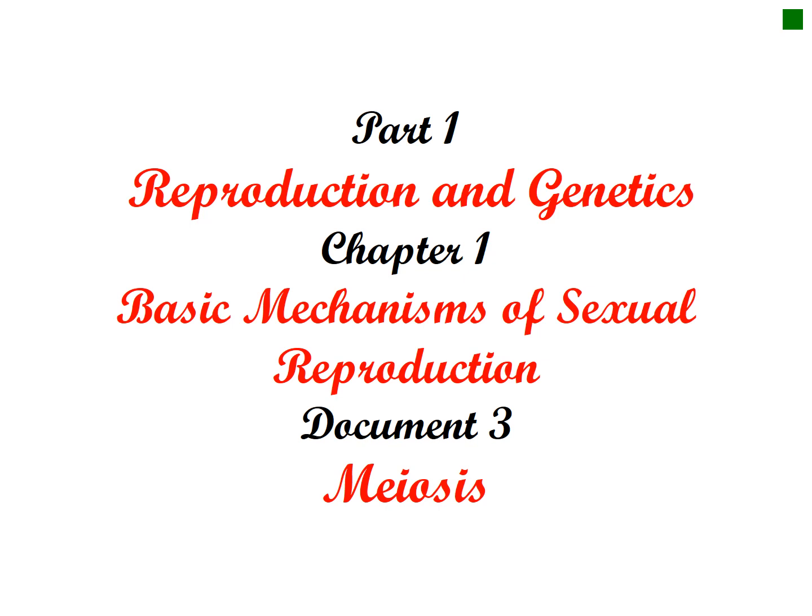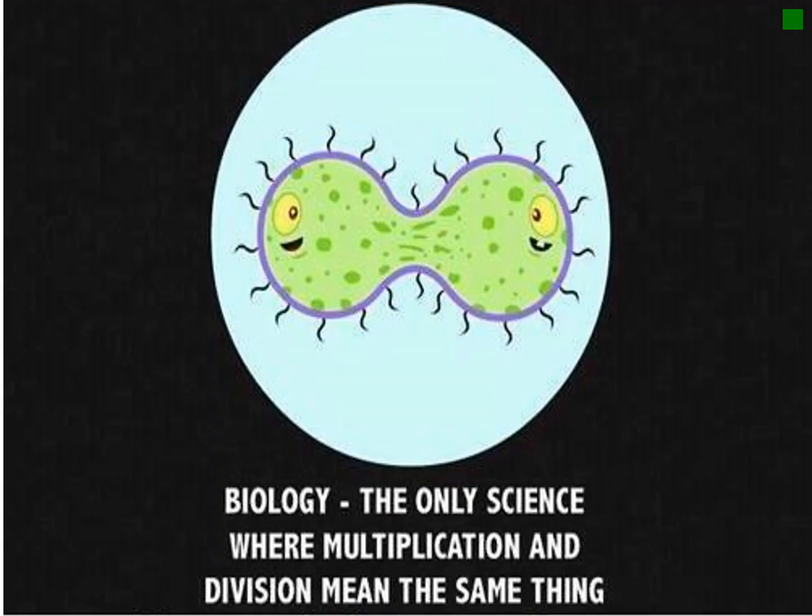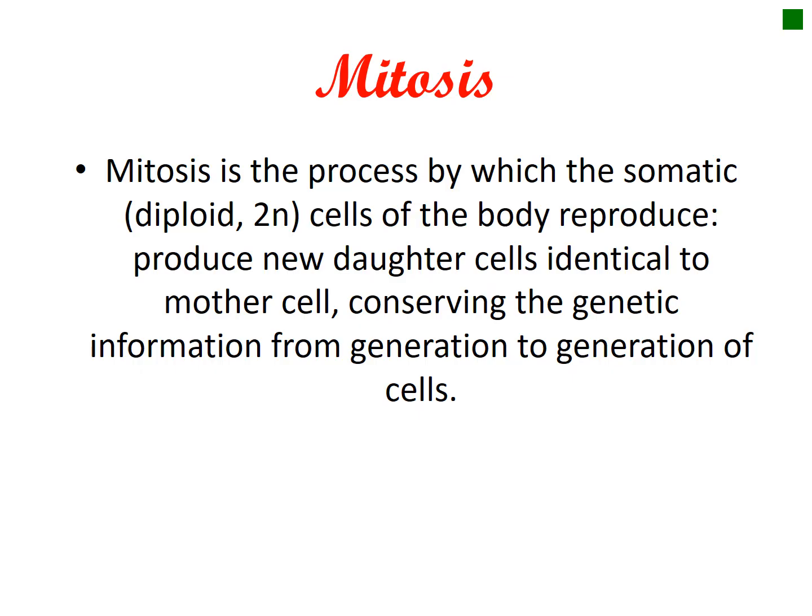Hello, grade 9 students. In this presentation, we're going to talk about the basic mechanism of sexual reproduction, about mitosis and meiosis. Let's start with some small information about biology. Biology is the only science where multiplication and division have the same meaning. We have an increased number of cells.